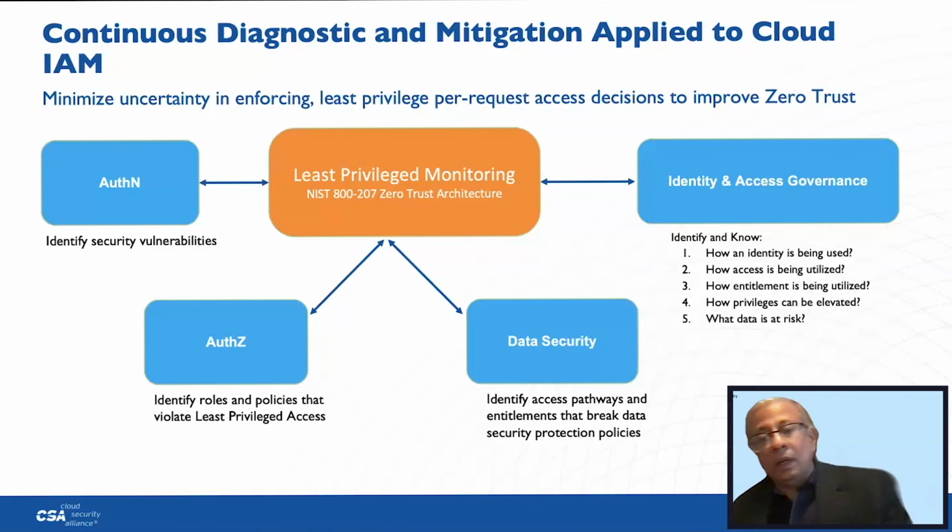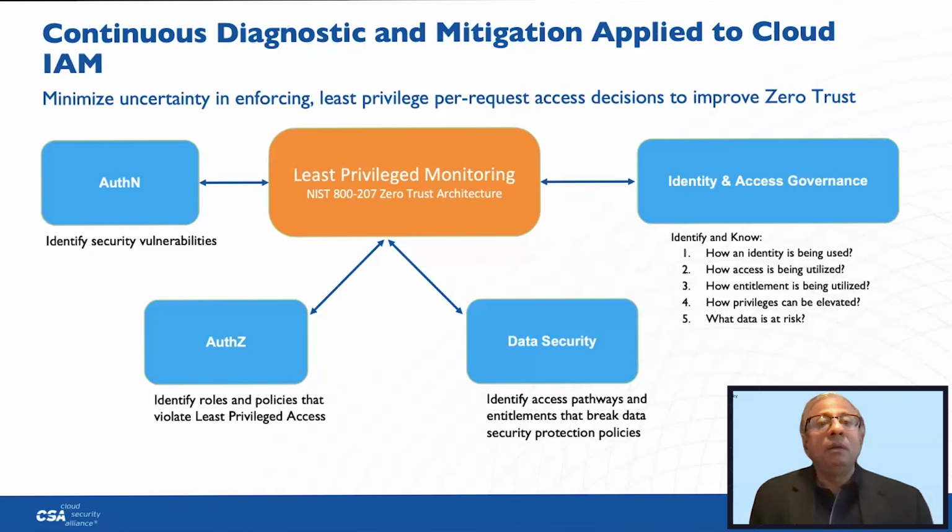Now, fortunately, if you look at NIST 800-207, the Zero Trust Architecture Specification, it talks about this extensively. It talks about the need for continuous diagnostics and mitigation applied to IAM processes, especially to cloud IAM processes. So we can learn from this.